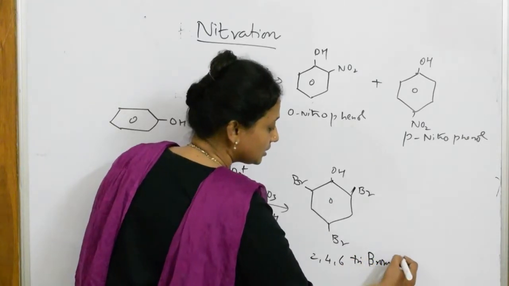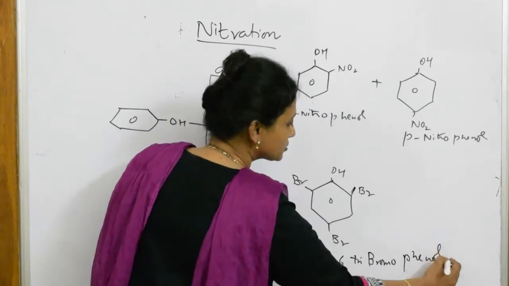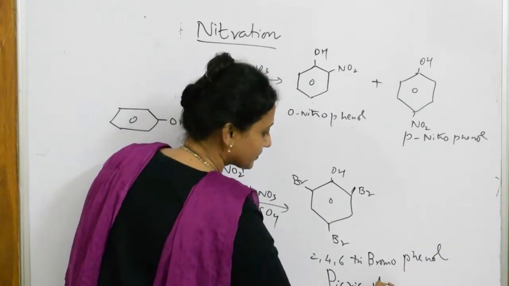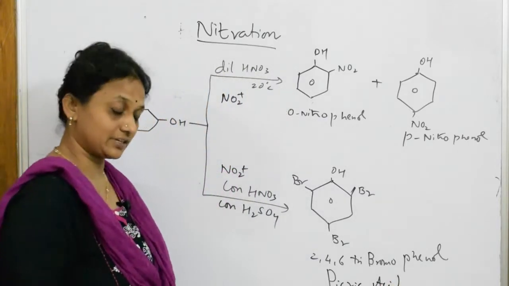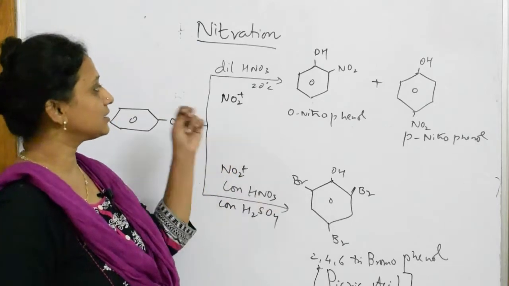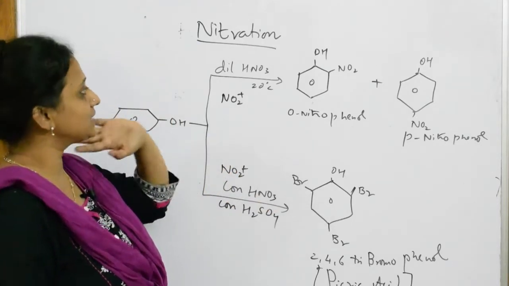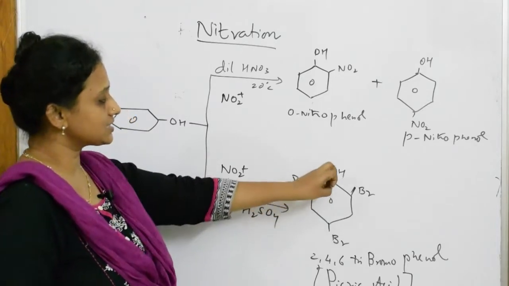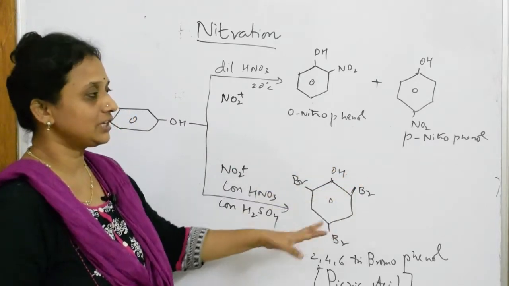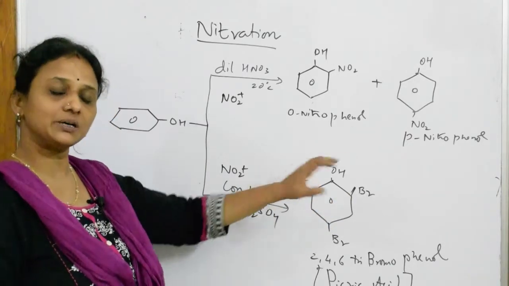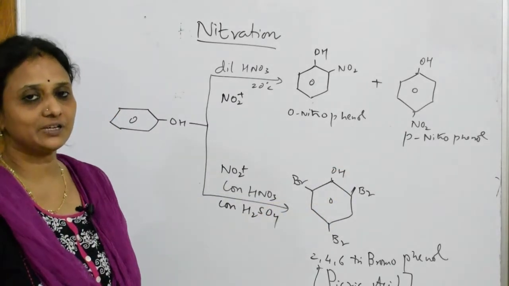Trinitrophenol, or it is also called picric acid. Picric acid. Yes. Right. Now observe carefully. What is the reason? Let us see the reason. Here it is a dilute condition, here it is a concentrated condition. So immediately the sites are opened up, and all three sites, which are ortho, para and ortho positions, open up, and the incoming electrophile comes and attacks.